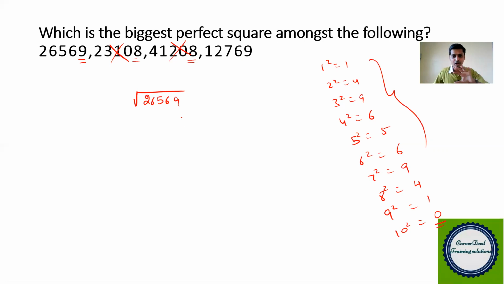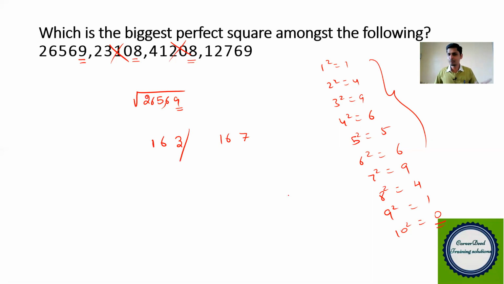Now what you have to do is, from the last, divide the digits into 2 digits. So 69, and in front you have 265. If the last digit is 9, what are the options available? You have only 2 options, right? The last digit can be 3, because 3 into 3 gives 9, or 7, because 13 into 13 gives 169. So you have two possibilities. And below 265, the perfect square number is 256, right? That is 16 square. So the answer can be 163 or 167.